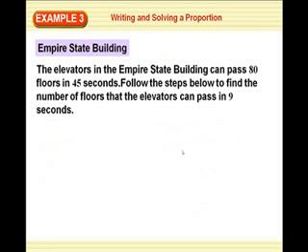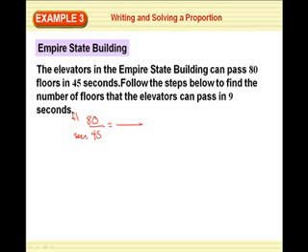Alright, so example number 3, doing some more story problems with this. It says, the elevators at the Empire State Building can pass 80 floors in 45 seconds. Follow the steps below to find the number of floors that the elevator can pass in 9 seconds. Well, the first thing I would do is write a proportion. So I write a blank proportion like this. And the first thing is I write what goes together, 80 floors in 45 seconds. So I write that on top of each other. I label this floors and I label this seconds.